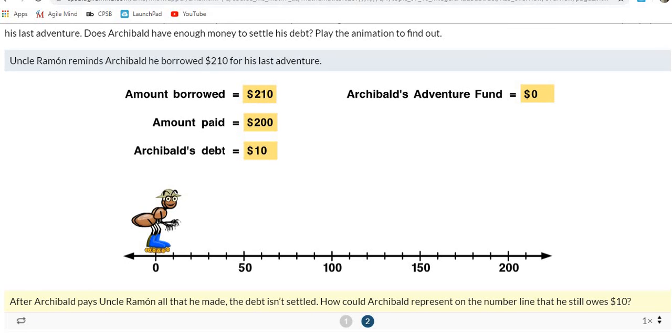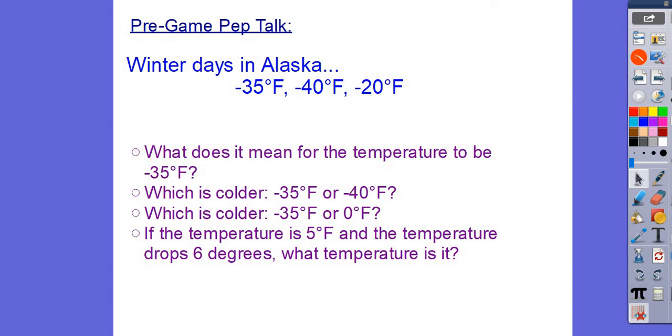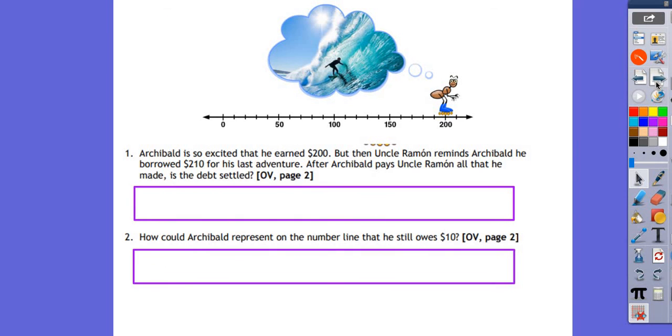0. If he paid his uncle $210 and there was only $200 in his account, how much would his account read then? Negative. Okay, that's what we're going to get to. But first, let's go to problems 1 and 2 to answer.